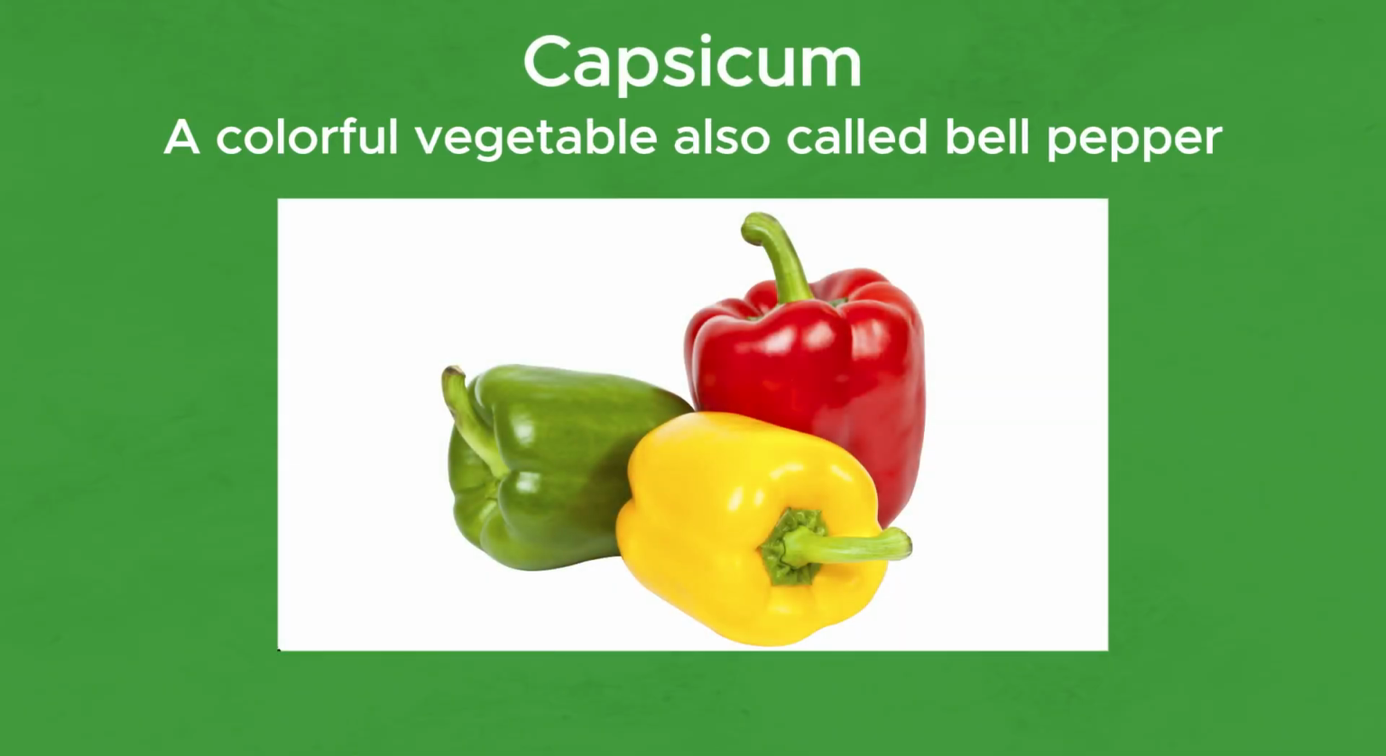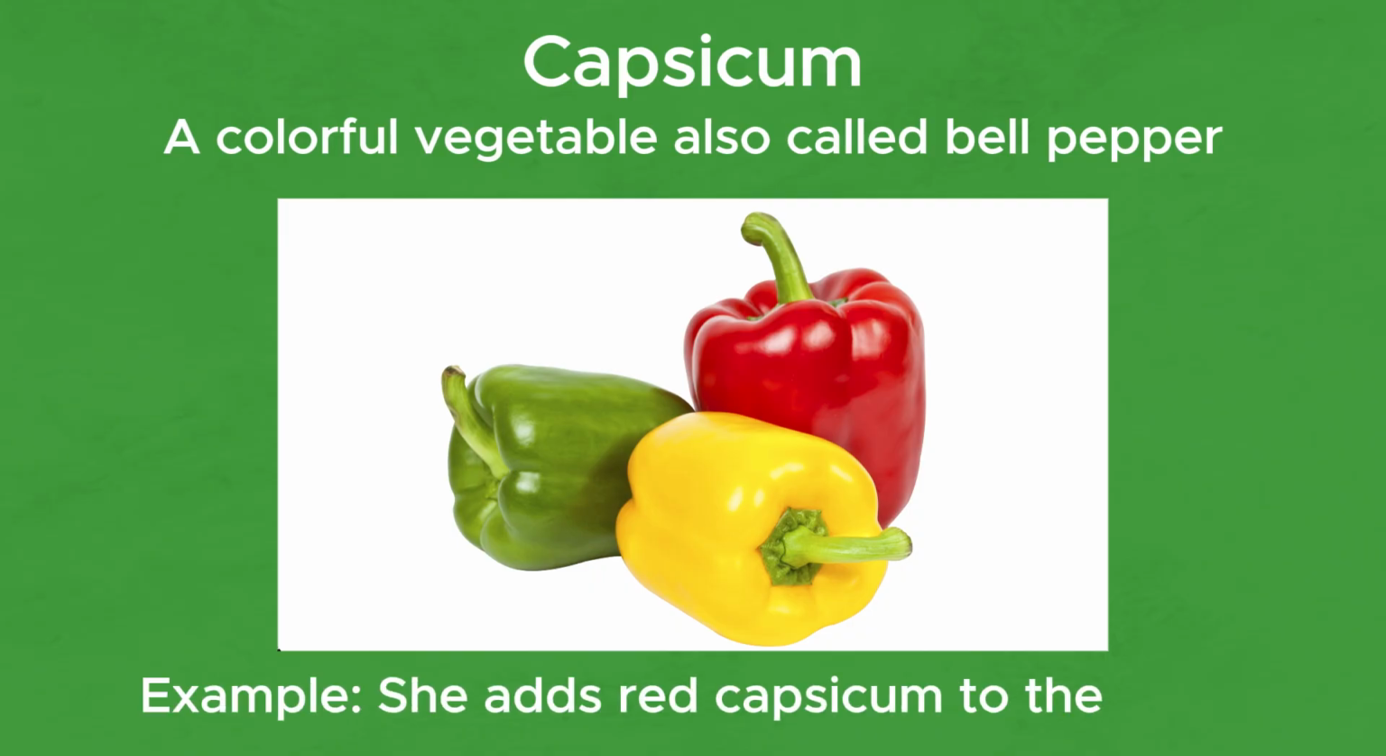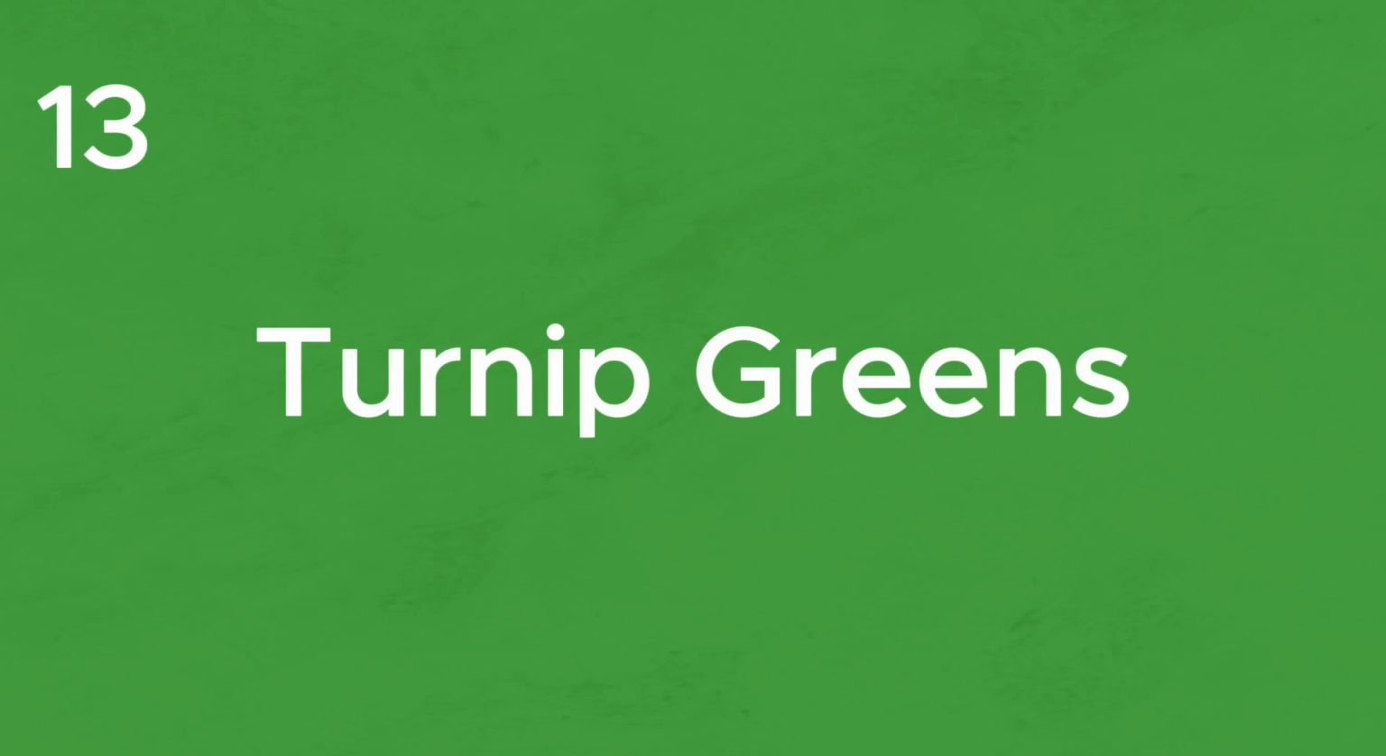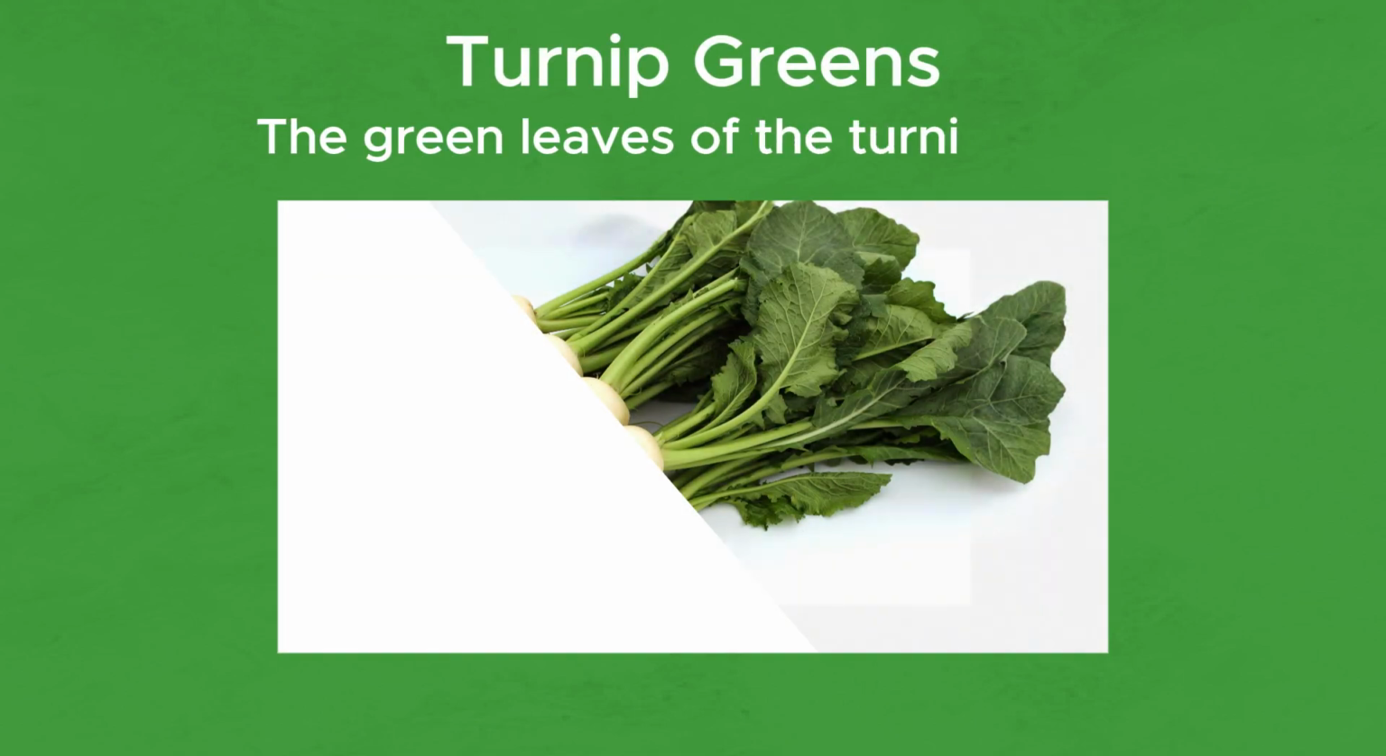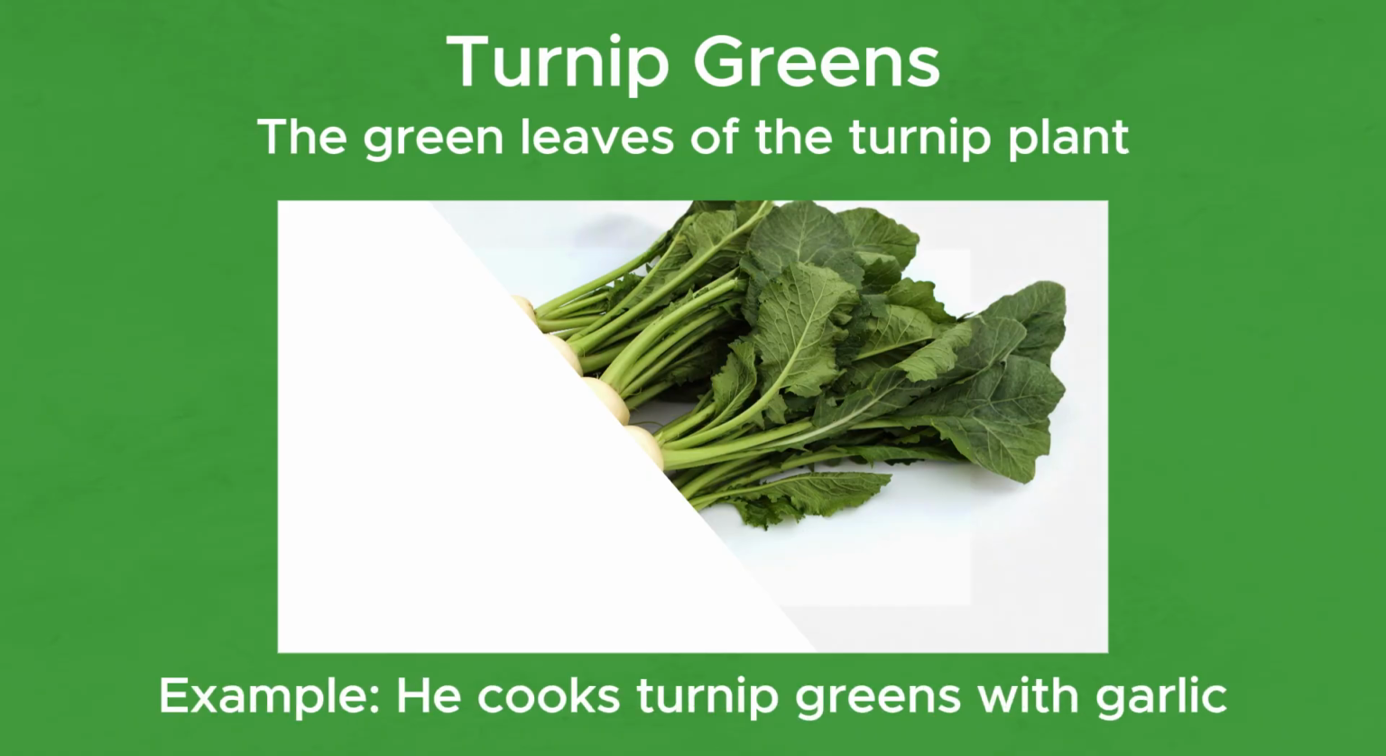Capsicum. A colorful vegetable also called bell pepper. Example, she adds red capsicum to the salad. Turnip greens. The green leaves of the turnip plant. Example, he cooks turnip greens with garlic.